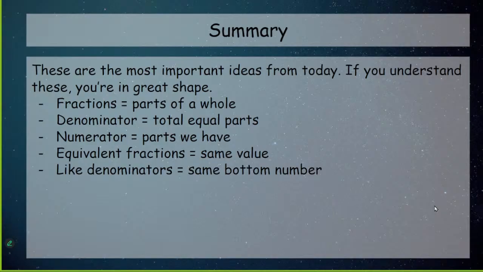Okay, these are the most important ideas from today. If you understand these, then you're doing really well, okay? First of all, fractions are parts of a whole. That's the most important. Denominators are the total equal parts of the whole, like how many parts the whole is cut into. Numerator is the amount of parts we have, the amount of parts that are being represented. So denominator is bottom, numerator is top. Equivalent fractions have the same value, and like denominators have the same bottom number.